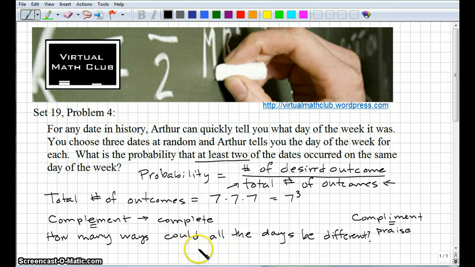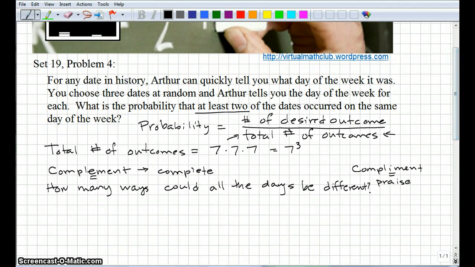So we'd have Monday, Wednesday, Friday, or Tuesday, Thursday, Saturday, or Monday, Tuesday, Sunday, or so on. All the days would be different. So let's count that. If all the dates are different, then we would have 7 choices for the first date, 6 choices for the second date, because we can't reuse the day. Once we've used Monday, we can't use Monday again. So now we only have 6 days of the week to choose from.